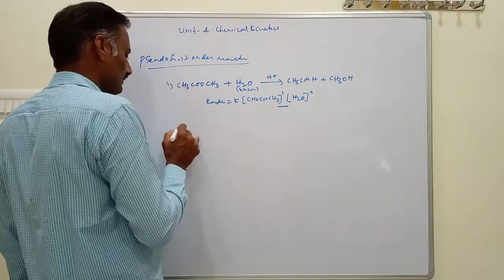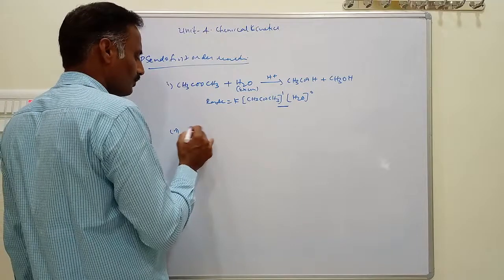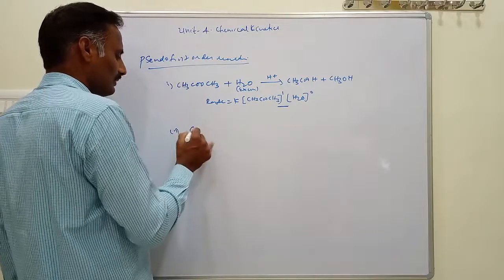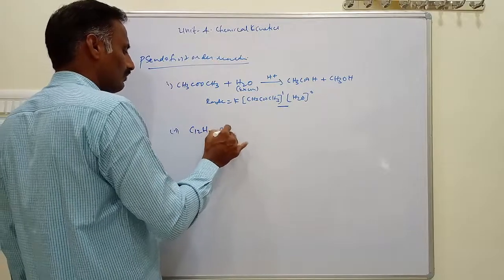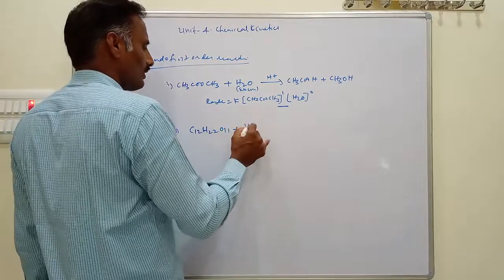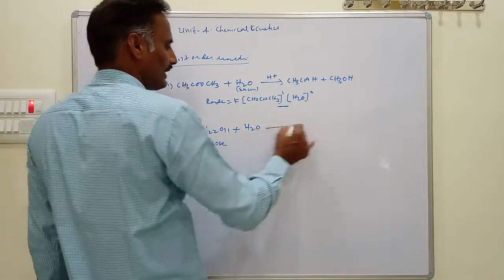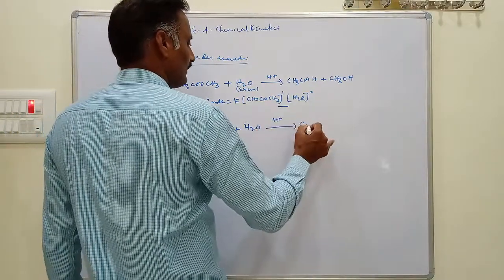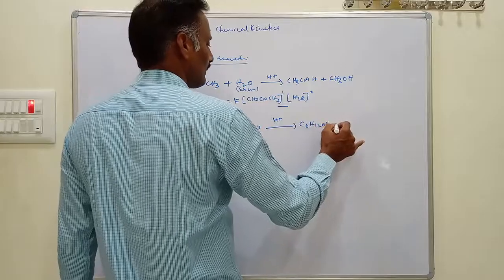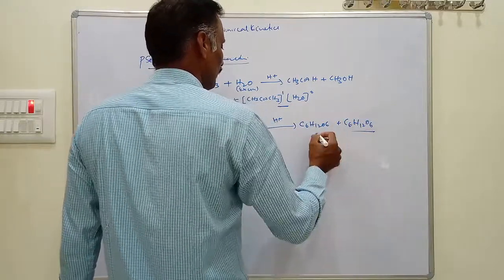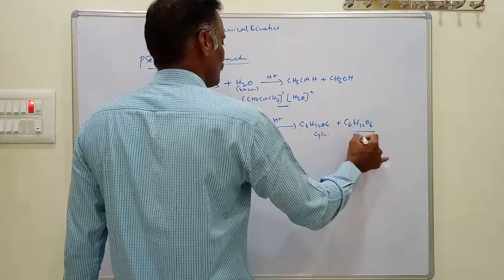Similarly, the second case is hydrolysis of sucrose. We know the sucrose formula is C12H22O11. When sucrose, which is nothing but sugar, undergoes acid hydrolysis, you will get C6H12O6 and also C6H12O6. One is a glucose unit and the other is a fructose unit.